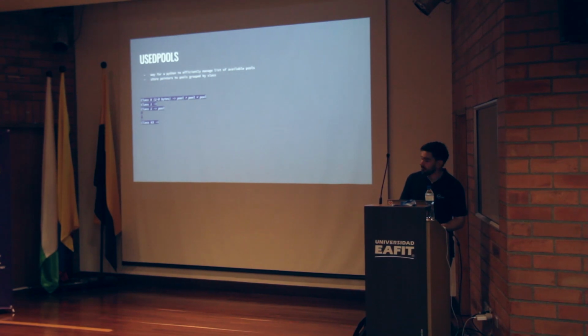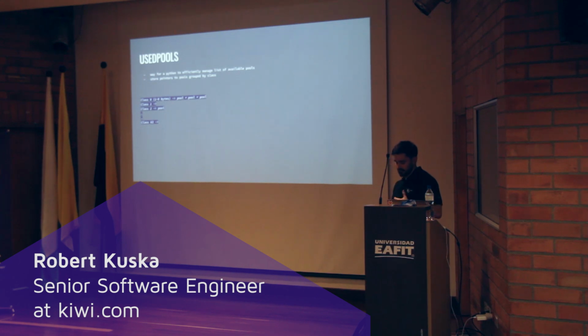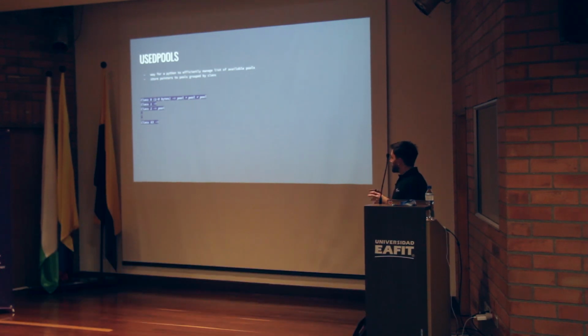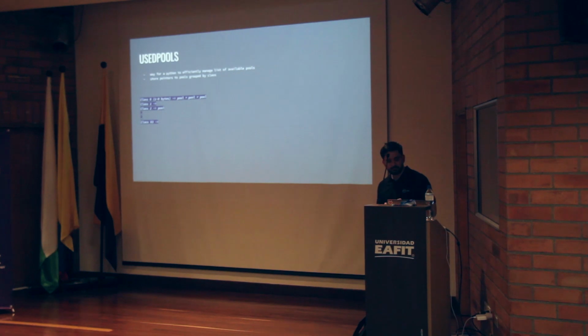Used pools are a way for Python to efficiently manage the list of all pools, because the used pools are grouped by their size class. So you have a list of 64 classes, and those are like objects to linked lists where all of the pools which are storing blocks of the same size reside.